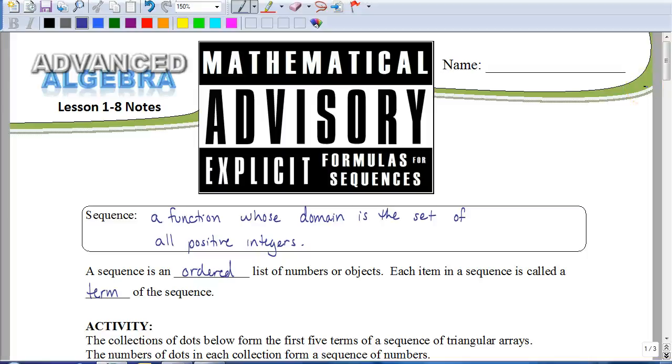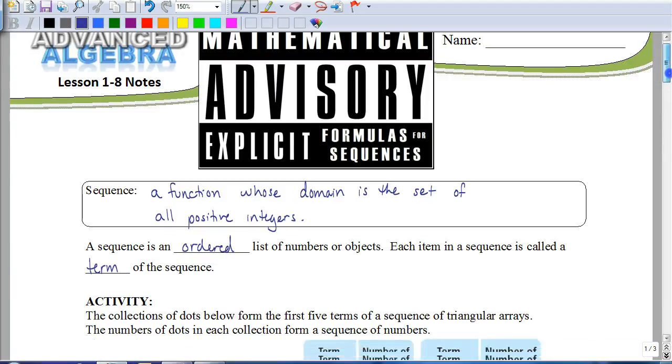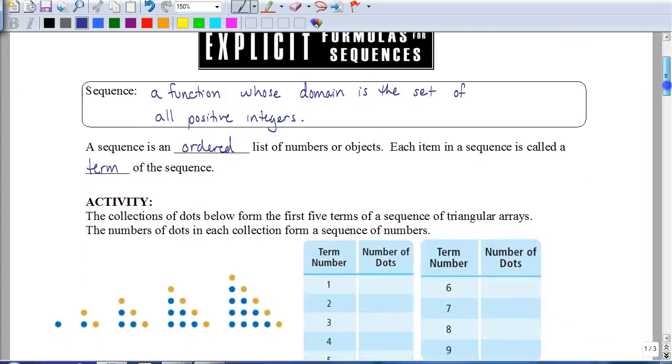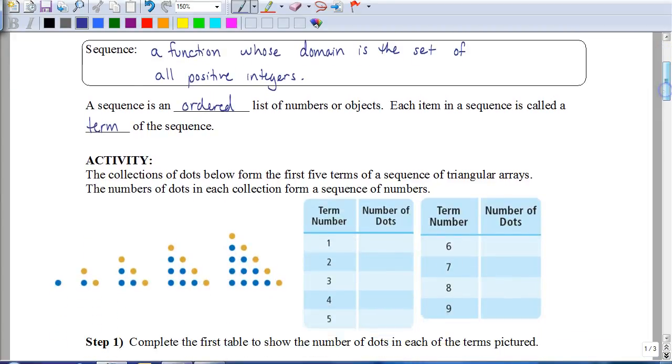Okay, so today we're going to be learning about something called explicit formulas, and I'll explain this little symbol for the explicit formulas for sequences in a little bit. But let's first talk about what is a sequence. A sequence, first off, is just an ordered list of numbers, as it says right here. Or it could be objects as well.